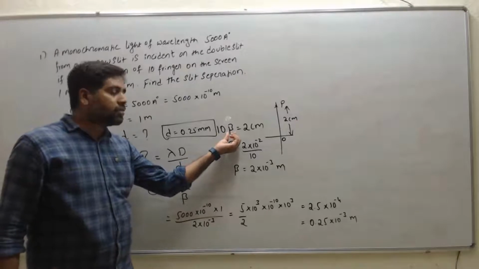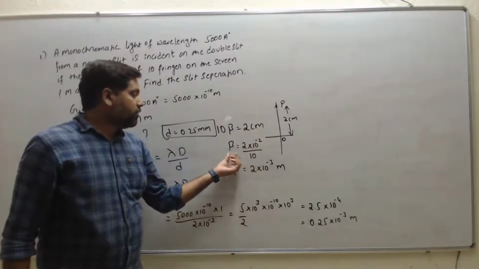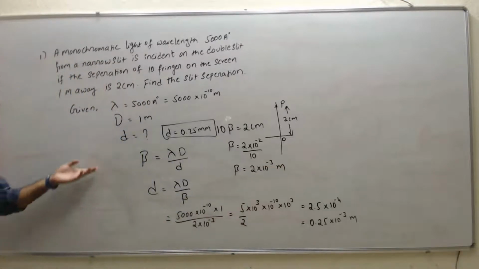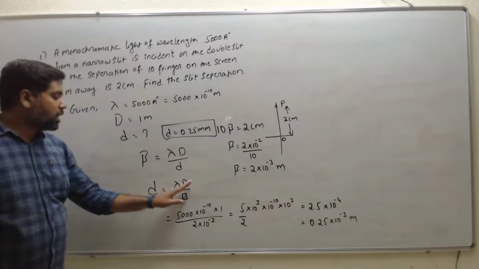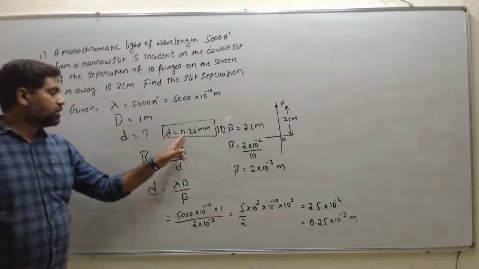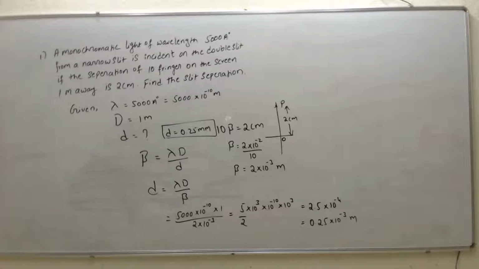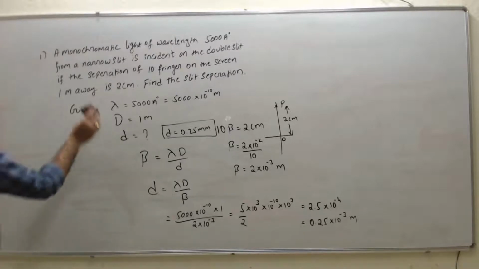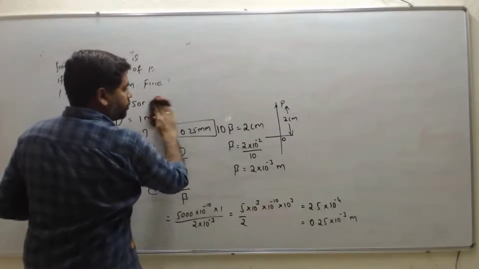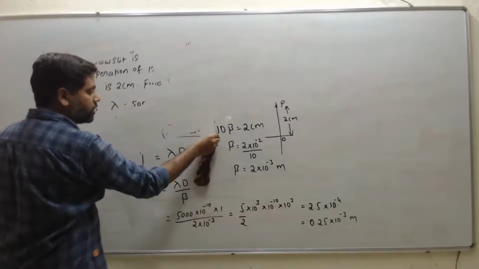So each band's length is how much? Beta, that is fringe width. So 10 into beta is equal to 2 centimeter. Then we get each fringe width value as 2 into 10 to the power of minus 3 meter. Now substituting the values of lambda, D and beta, we get the small d, that is the distance between the slits, equal to 0.25 millimeter, right? Next. So in this question you have to remember this one.